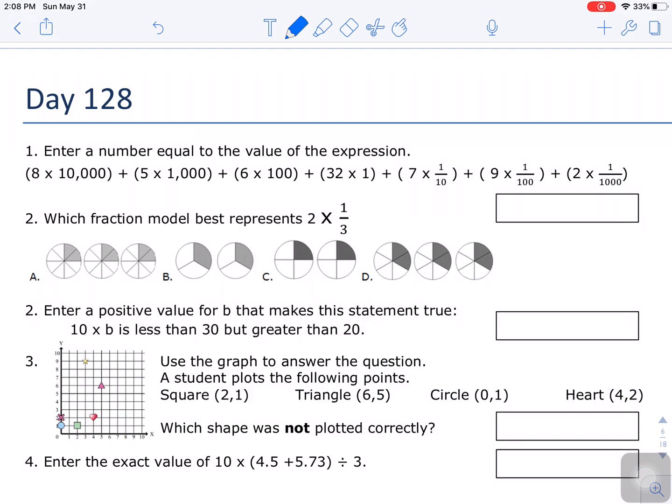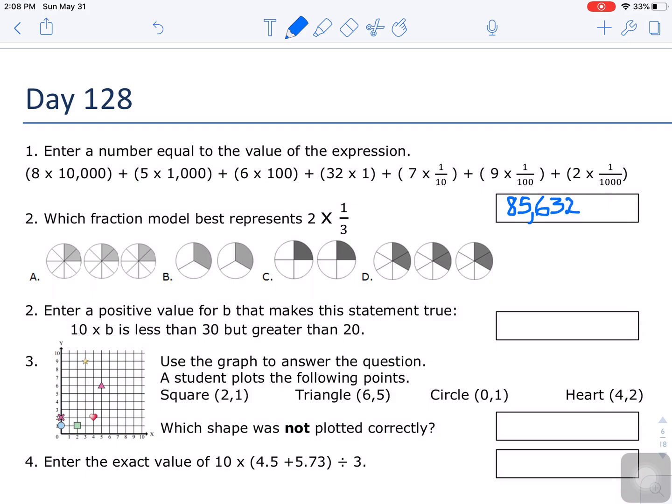I have 8 ten thousands. I have 5 thousands. I have 6 hundreds. There are no 10s, but there are 32 ones. Well, 32 ones would give me 3 tens and 2 ones.